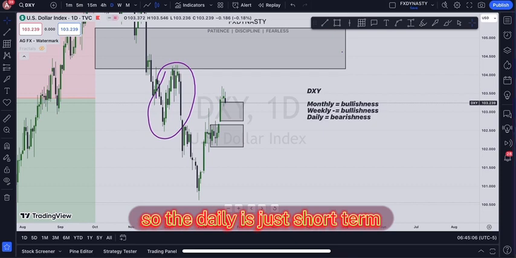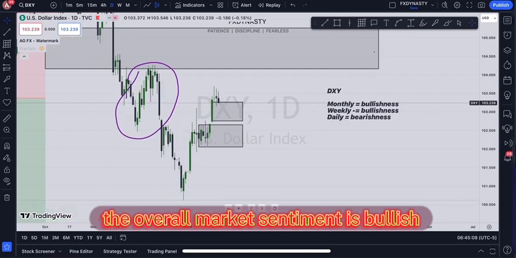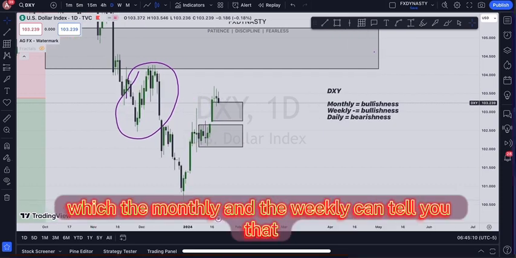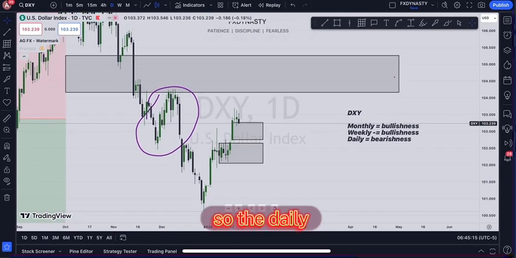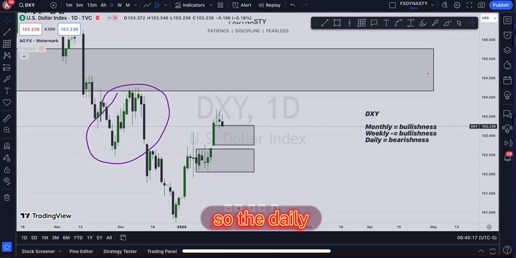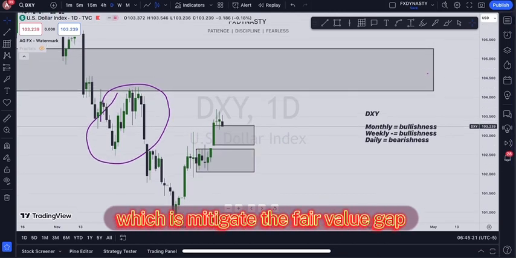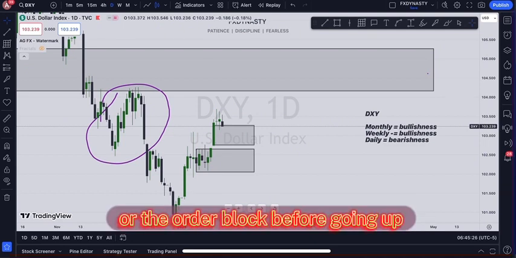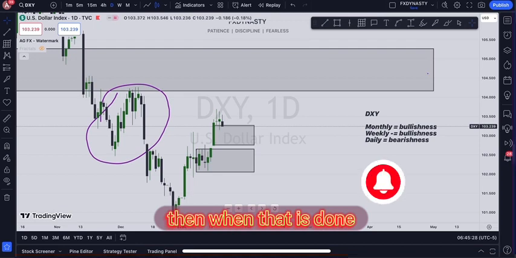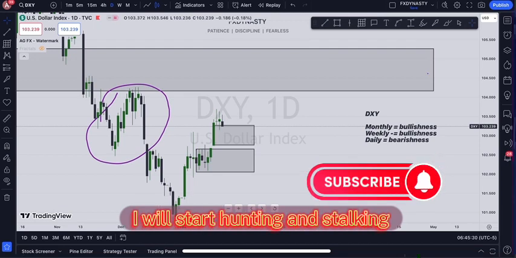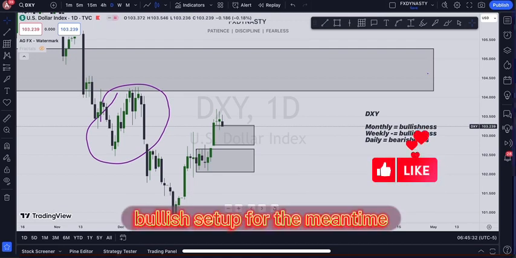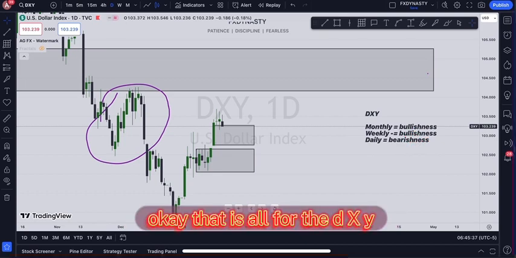So the daily is just short time. The overall market sentiment is bullish, which the monthly and the weekly can tell you that. So the daily, I can just wait for price to do what I'm expecting it to do, which is mitigate the fair value gap or the order block before going up. Then when that is done, I will start hunting and stalking bullish setups in the meantime. Okay, that is all for the DXY.